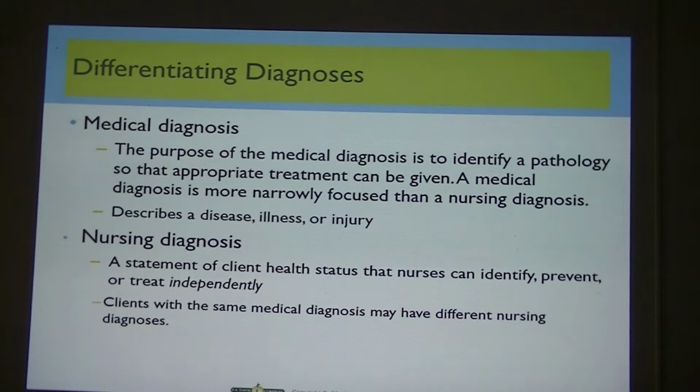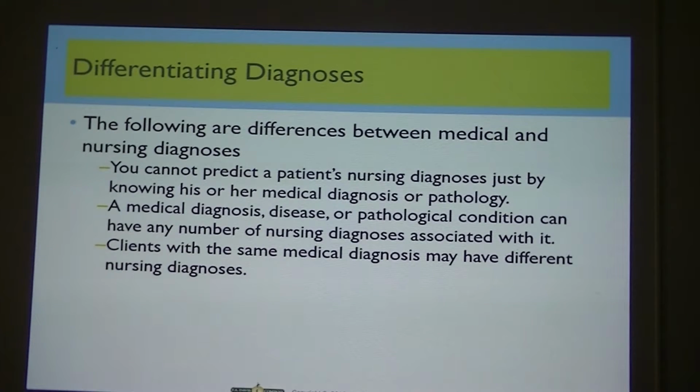Medical diagnosis, the purpose is to identify a pathology. So it's something that describes a disease, illness, or injury. Some examples would be cancer, hepatitis C, fracture of the left hip, those types of things. Those are medical diagnoses. Nursing diagnoses are a statement of client health statuses that a nurse can identify, prevent, or treat independently. The following are going to be differences between medical and nursing diagnosis.